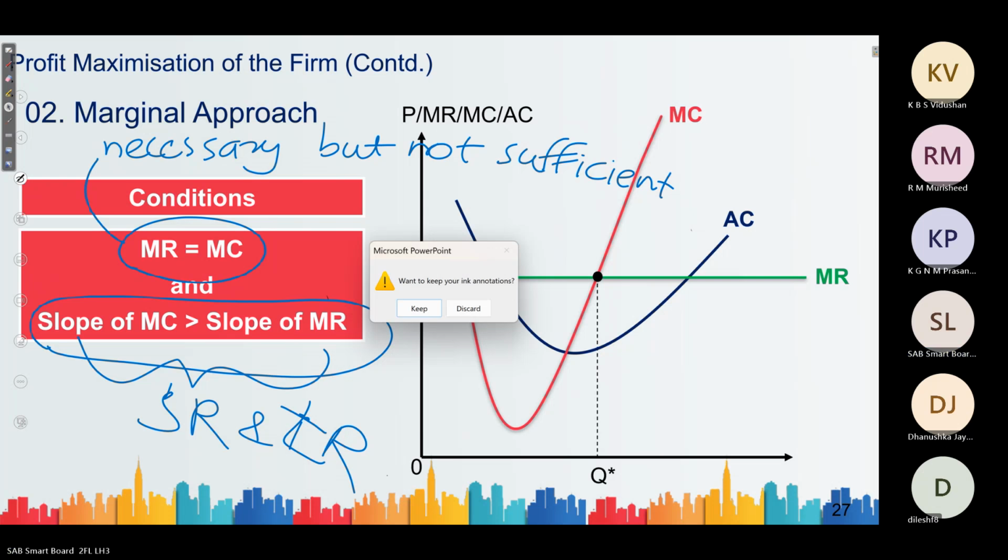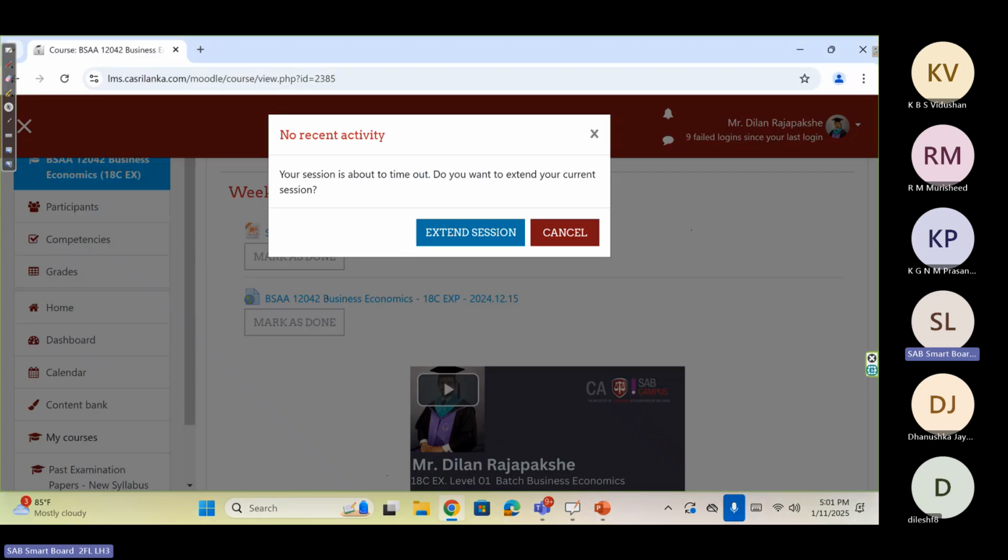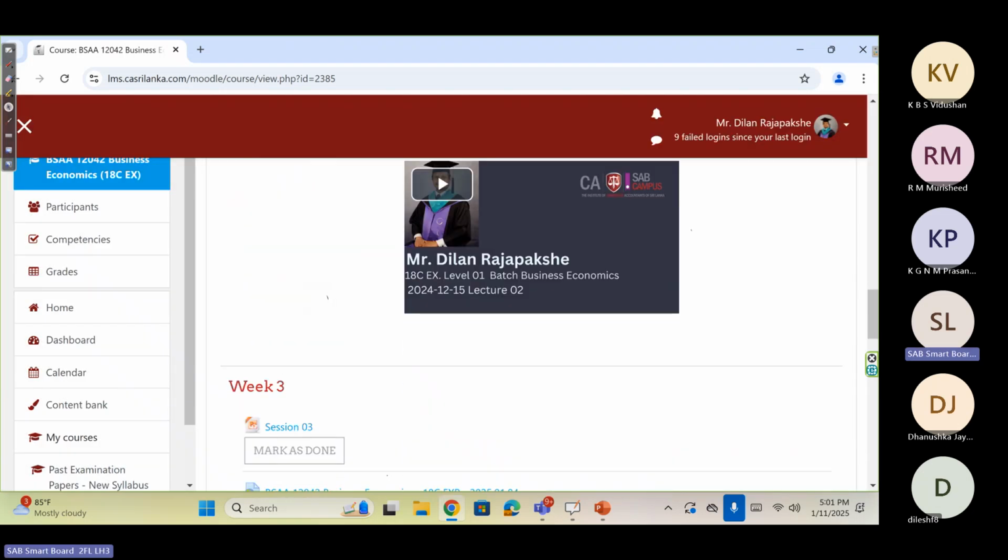Now we move on to the third session of our course, which is perfect competition. From this point onwards, we will be talking about market structures.